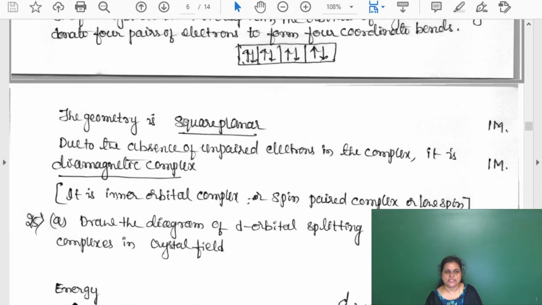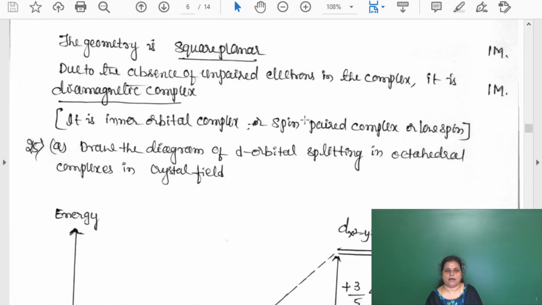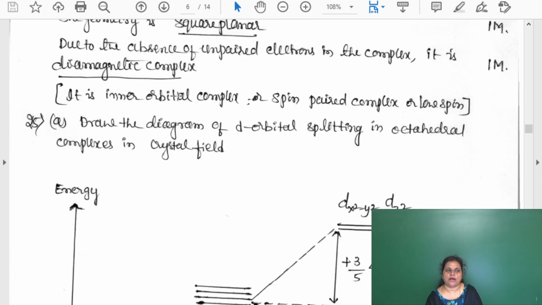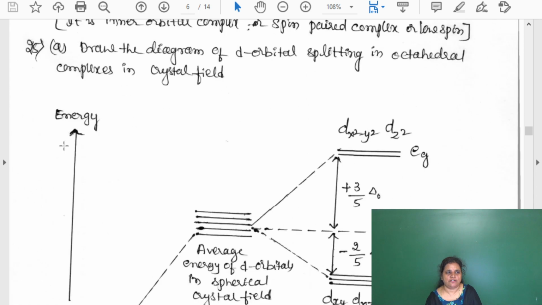Due to the absence of unpaired electrons in the complex, it is a diamagnetic complex, and this complex is an inner orbital complex because of dsp2. It is also called a spin paired complex or low spin complex. Another one is tetrachloronickelate, in which nickel undergoes sp3 hybridization and the geometry is tetrahedral, that you have to remember. That is the other nickel complex. Okay, now let us move on to question number 25.